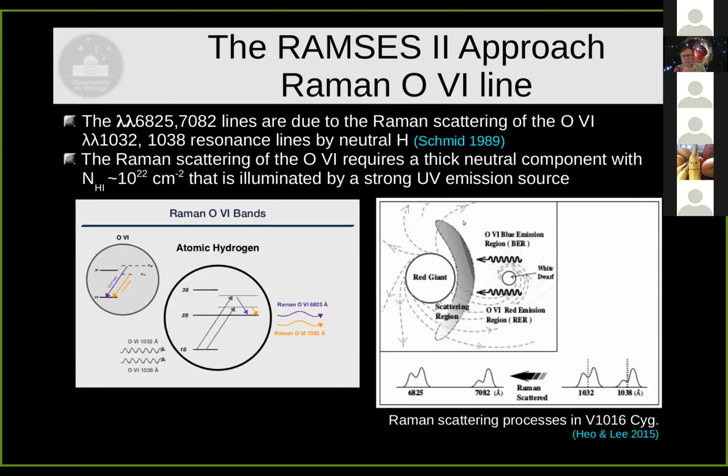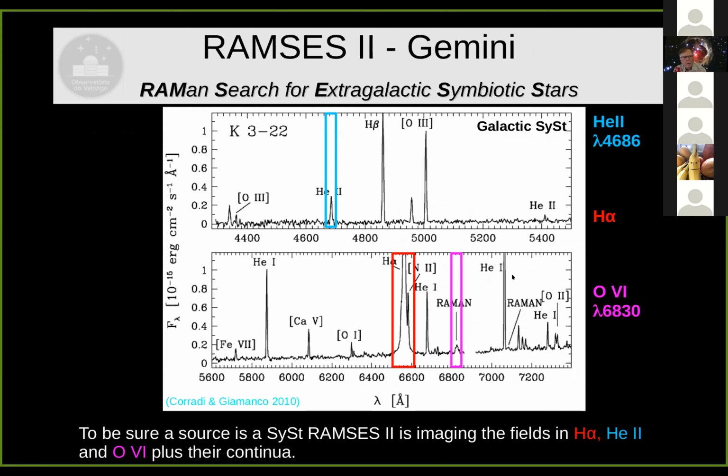So it's very important that you have a source of UV photons and also a source of this high column density of neutral hydrogen. This is exactly the kind of system you have in symbiotic stars. So this emission line is almost unique to symbiotic systems. The way you do this is by using the on-off band technique: the on band, and the adjacent continuum.